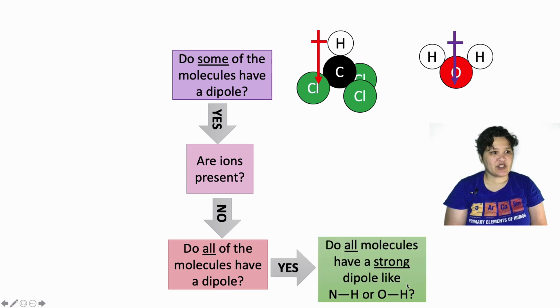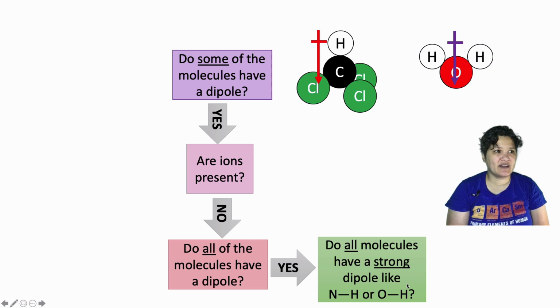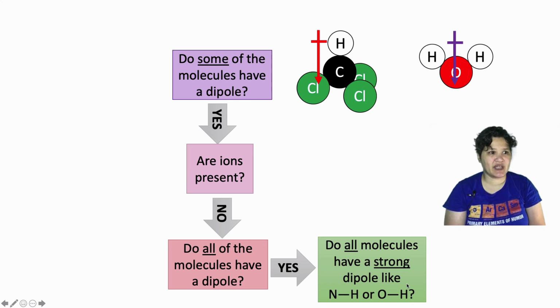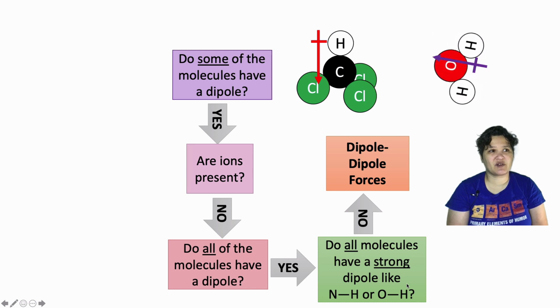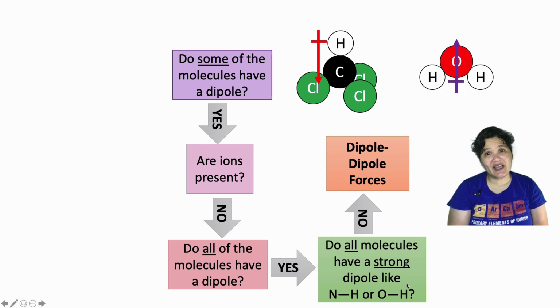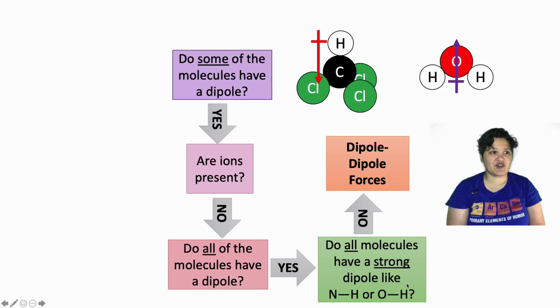So the next question is, do all the molecules have a strong dipole like N-H or O-H? Now, water has O-H bonds. Do we have an N-H or an O-H or any sort of bond like that in the other molecule, trichloromethane? The answer is no. So we've got dipole-dipole forces. That's what's holding this system together. And so actually what we're going to see when we get these two molecules together is something's going to rotate so that we have a positive end next to a negative end and vice versa.